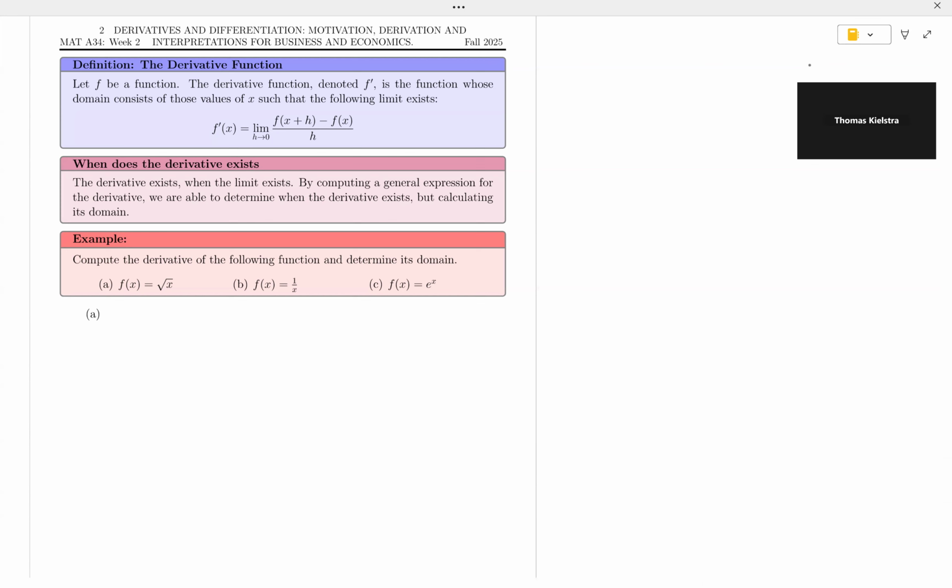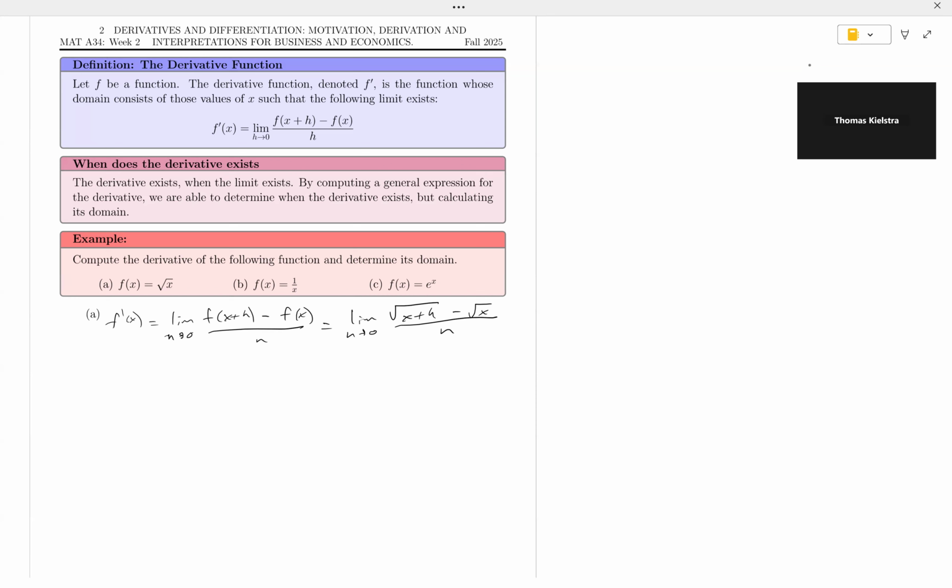The same definition, the same expression, except instead of putting a number in for x, we're just going to leave that x alone. So if we compute the derivative of the function f of x, this is the derivative of f of x equals the limit as h approaches 0 of f of x plus h minus f of x all over h, which in this case is the limit as h approaches 0 of the square root of x plus h minus the square root of x all over h.